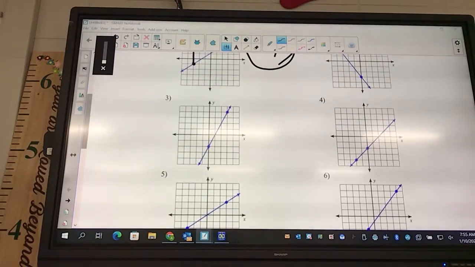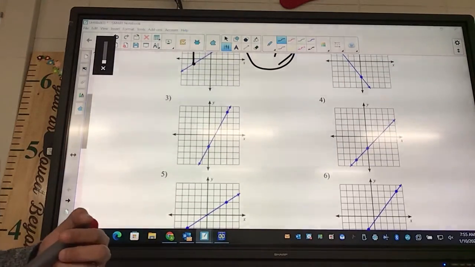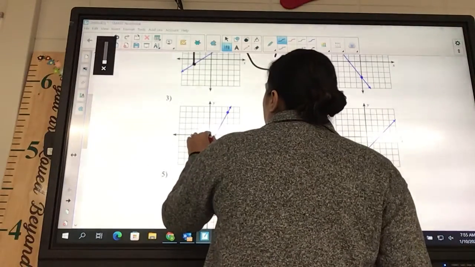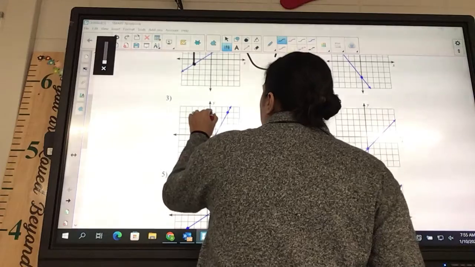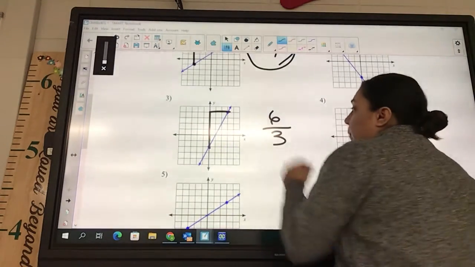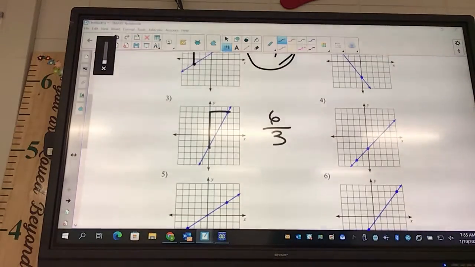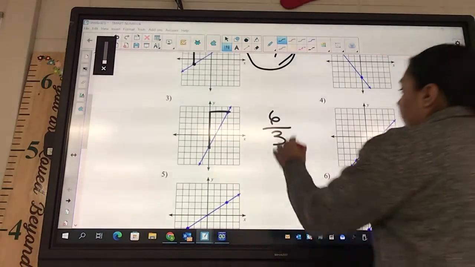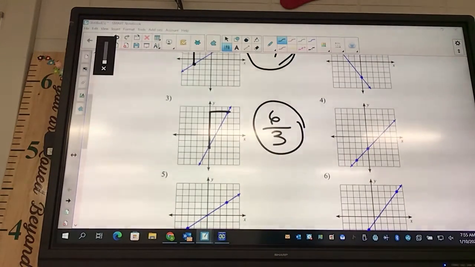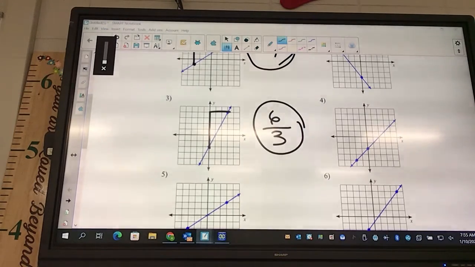Okay, so look at 3. We're going to start from the lowest point and work our way up to the highest point. How much do we rise? 6, and we run 3. Okay, is that a positive or a negative line? Positive. Now, what is 6 over 3? It's 2, okay? I don't care if you write 2 or if you write 6 over 3, okay? It's not that big a deal to me. Should you reduce? It doesn't matter.